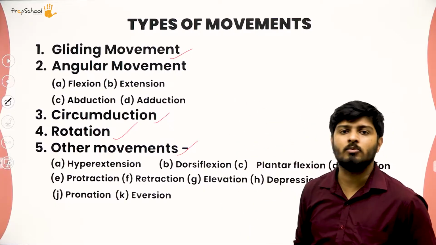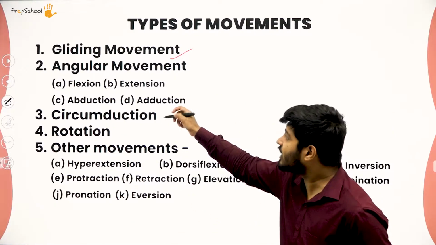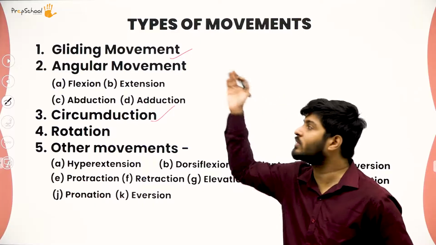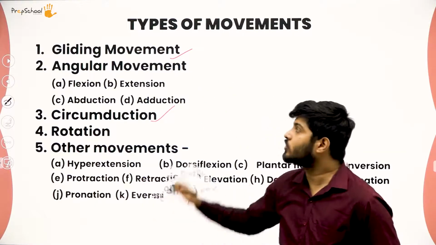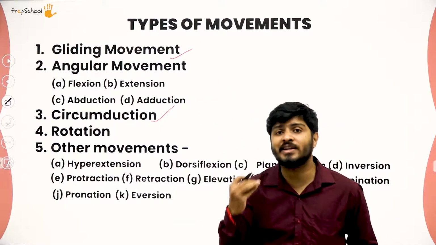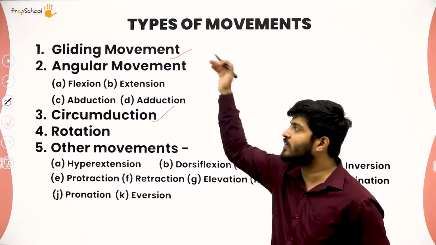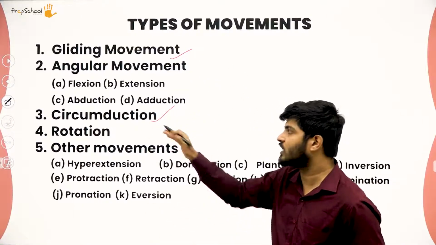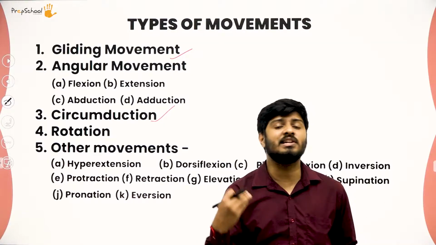Okay, so that is called angular movement. What is circumduction? Circumduction is basically the hybrid of both gliding and angular movement. So the joints which show the characteristics of both gliding and angular movement are basically called circumduction. So basically your hip joint, your shoulder joint.